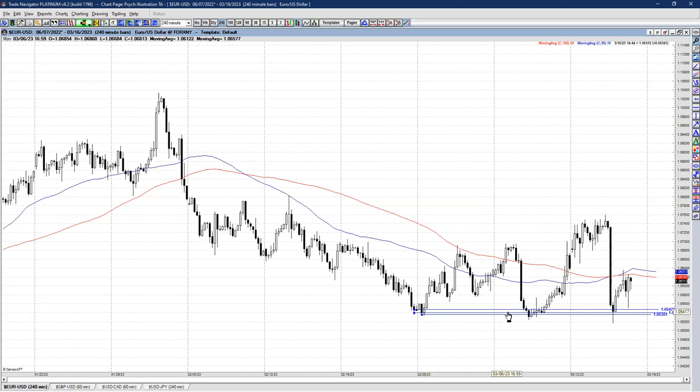Now the market comes down to test that price level. And what do we notice? It goes just a hair below there. It comes right back up into there. And look at this big sell wick on this bar right here at 1 o'clock in the afternoon, about 2 weeks later. Does anybody know what happened on 0308?